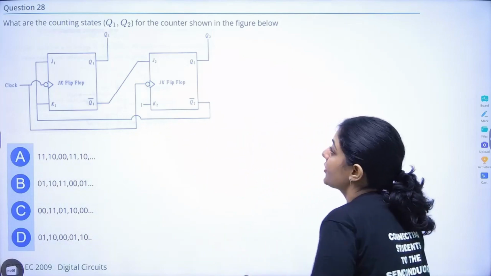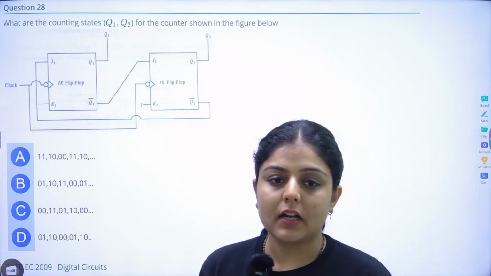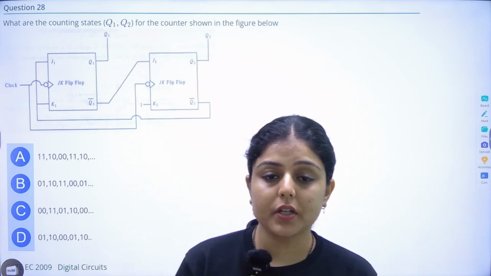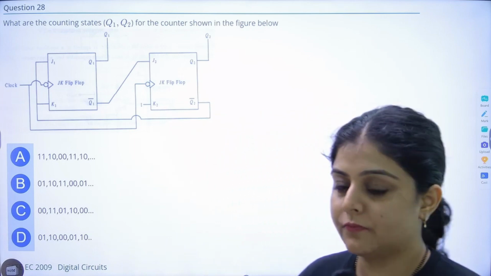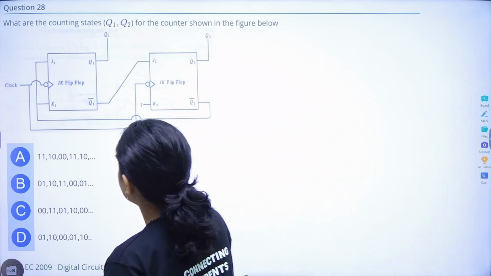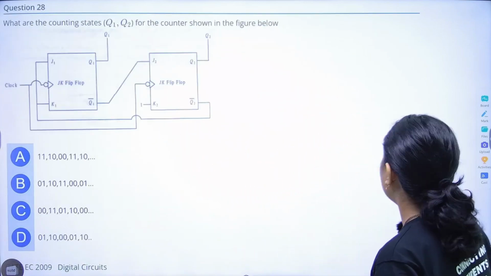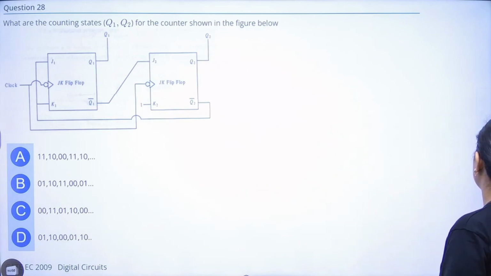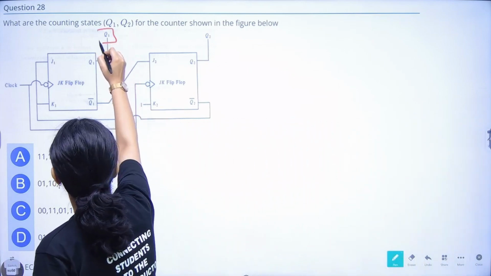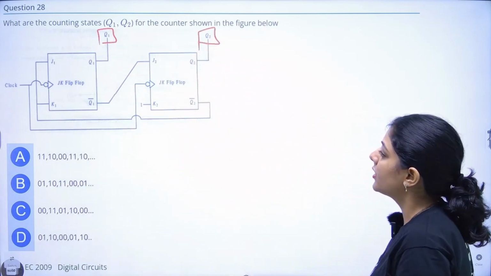Moving on to the next question. The next question is also a similar type of question. It says: what are the counting states Q1 and Q2 for the counter shown in the figure below? We have to tell the sequence. Previously, they just asked us for the value of Q1 or something else. Now they are asking for the states of both outputs, Q1 and Q2.